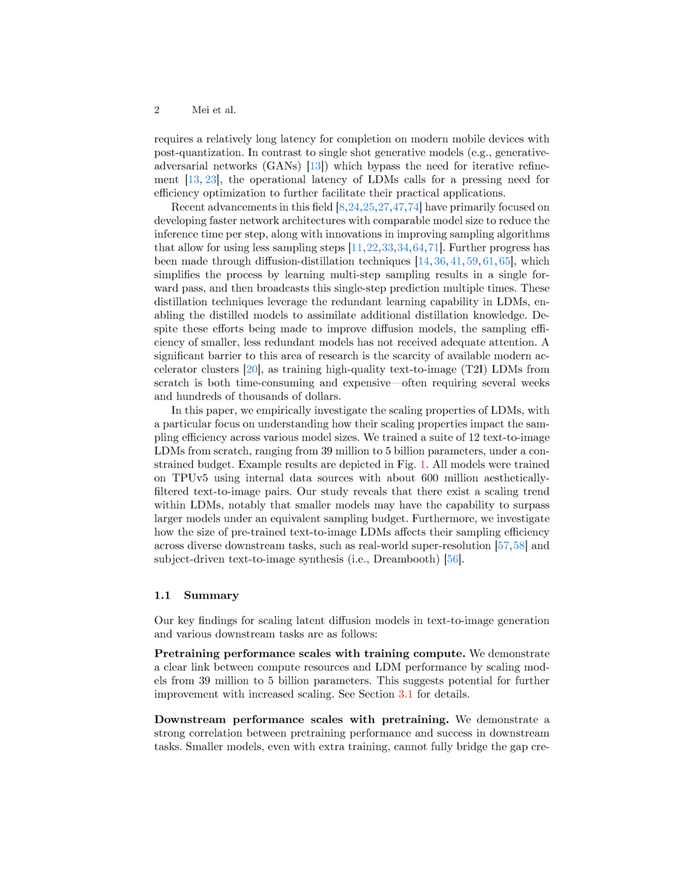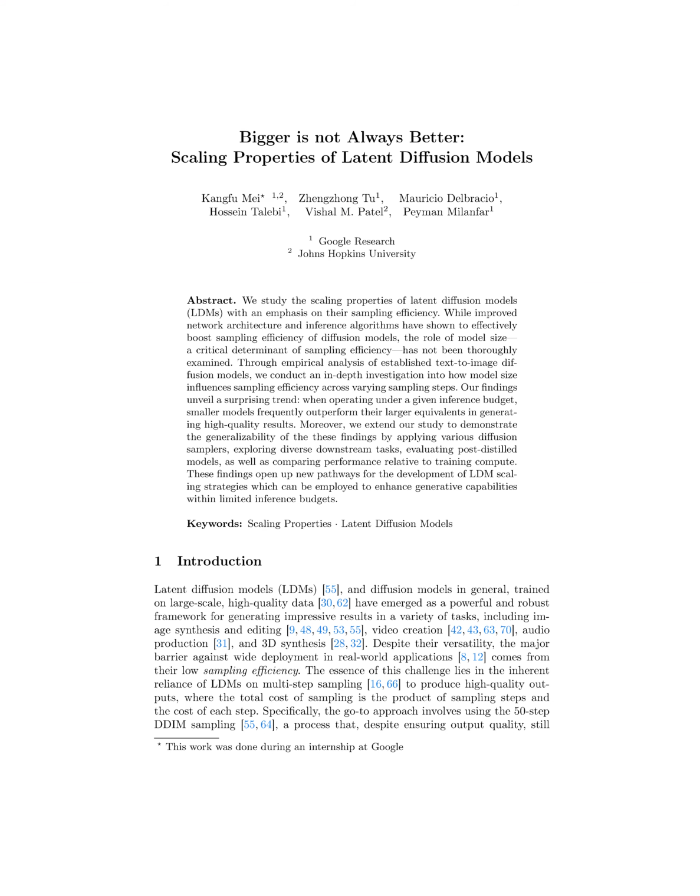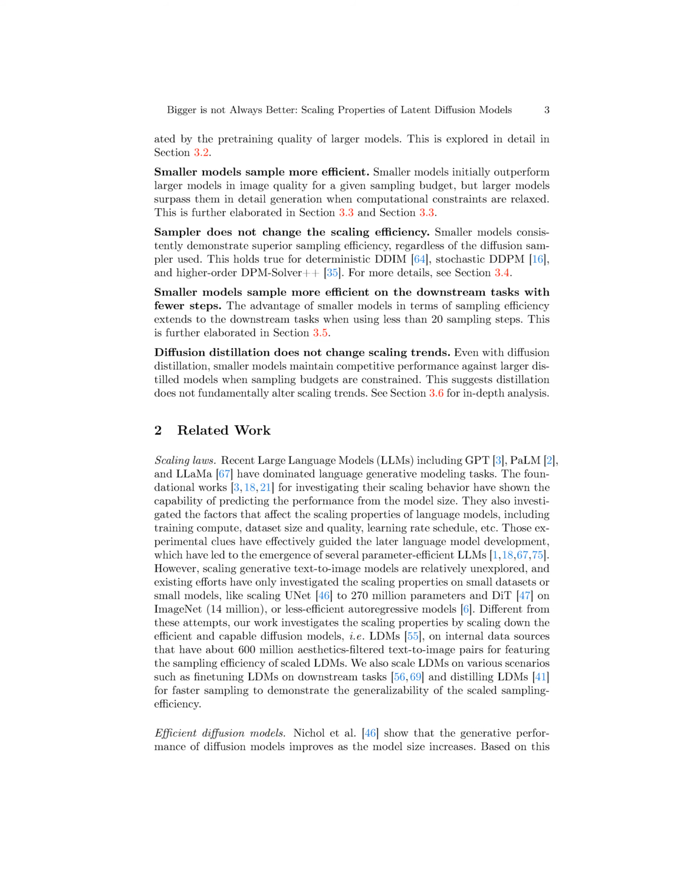2. Downstream performance scales with pre-training, demonstrating a strong correlation between pre-training performance and success in downstream tasks, with larger models outperforming smaller models even with extra training. 3. Smaller models sample more efficiently initially, surpassing larger models in image quality for a given sampling budget, but larger models excel in detail generation when computational constraints are relaxed.